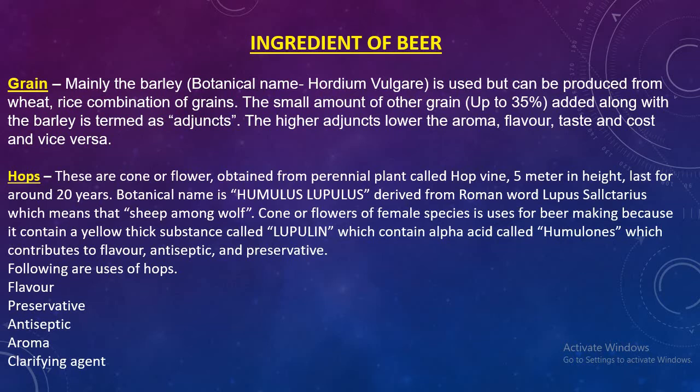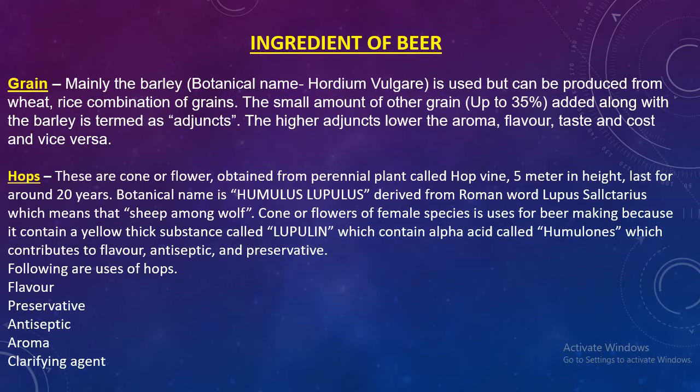The next ingredient that we have is one of the important ingredients in beer, which gives its flavor, acts as a preservative, has an antiseptic value and gives the aroma. In fact, it also helps as a clarifying agent, and is known as hops. These are cones or flowers obtained from the hop vine. These are 5 meters long and last about 20 years.